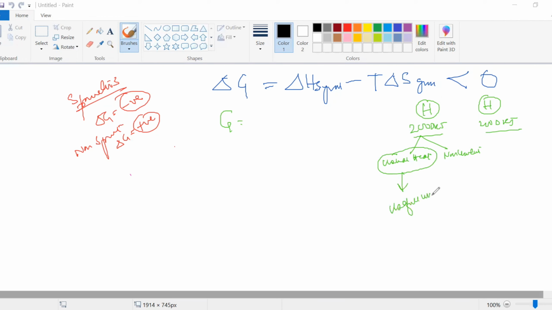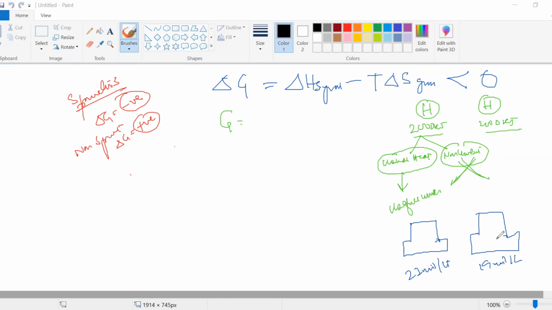This non-usable heat cannot be converted to work. Do you see that in the same hatchback car, two hatchback cars, one is giving you 22 miles per liter and one car is giving 19 miles per liter? The two cars have the same engine size, same specification, but are two brands of car. Why? Because in the first car, the usable heat is more. Usable heat will be transferred to work done.